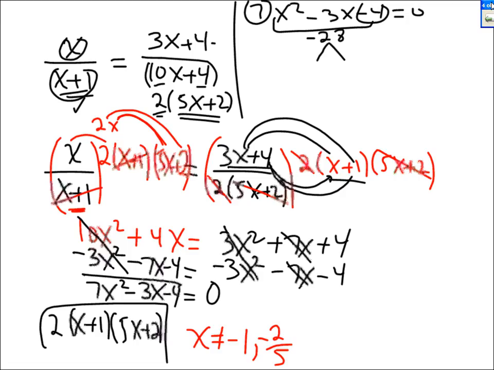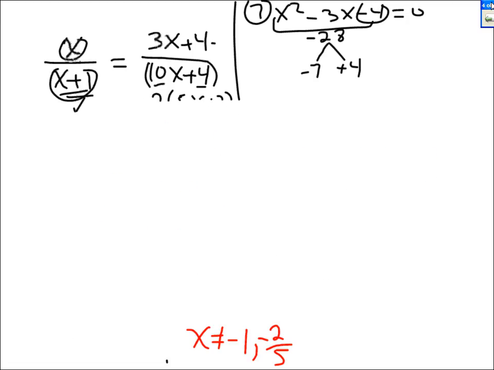And since the product is negative 28, I know the signs will be different. I'm definitely going to let the second number be positive. And how about negative 7 and 4? They multiply out to negative 28, and they even add up to negative 3. It looks like a charm.